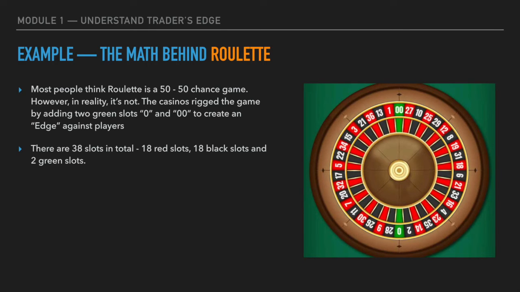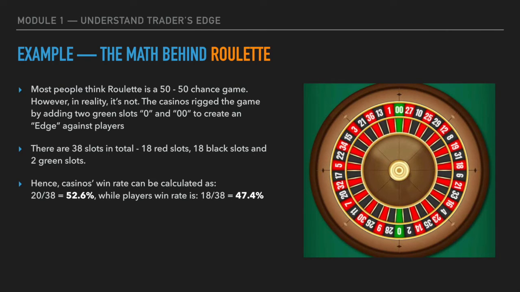There are 38 slots in total, 18 in red, 18 in black, and 2 in green. If we do the calculation, we'll find out that for each round, the casino will have a 52.6% win rate, and the player will have a 47.4% win rate. It means the casino has a 5.2% higher chance of winning.